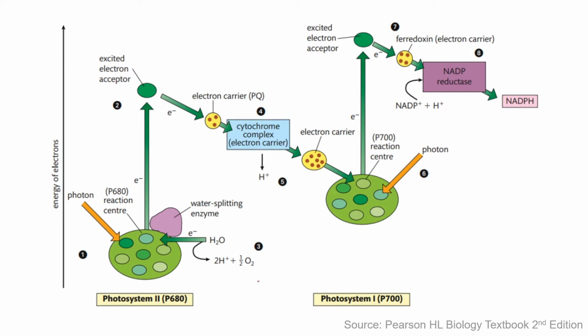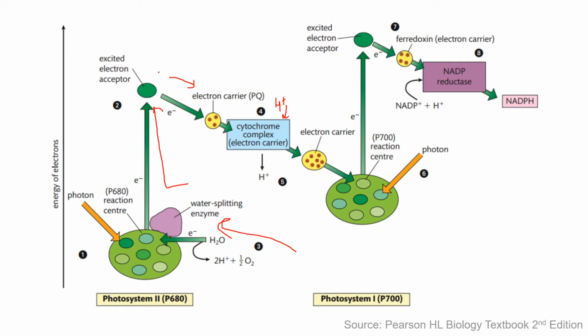So now we have established that the water splitting enzyme produces electrons that are accepted by the high energy electron acceptor in photosystem 2. They are carried by an electron carrier, PQ, through the electron transport chain, and as a result use their excess energy to pump hydrogen ions across the cytochrome complex, once again also aiding in making a hydrogen ion gradient.